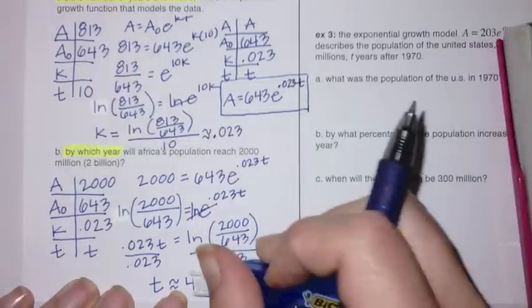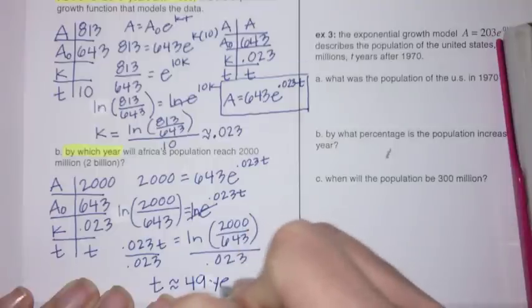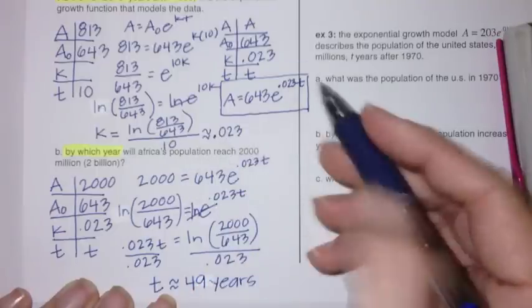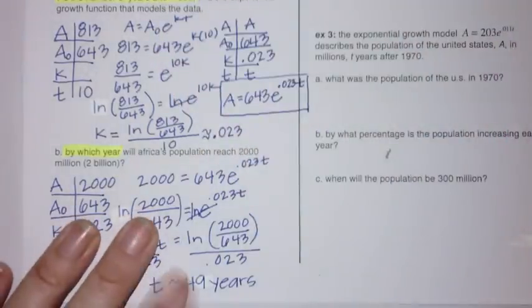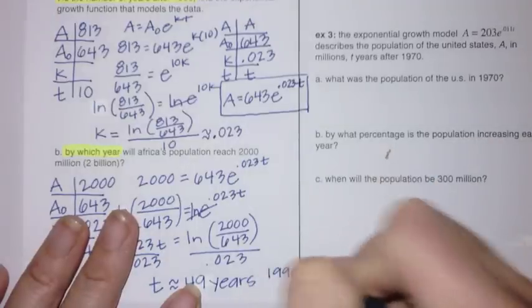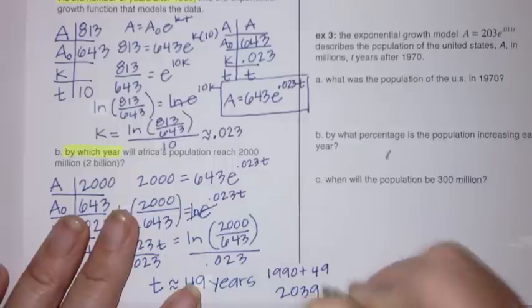But what does the question ask? We've highlighted it, so we want to make sure we address it. So it says in which year. So what was the initial year? You have to go way back up there. The initial year was 1990. So 1990 plus 49 equals during the year 2039.